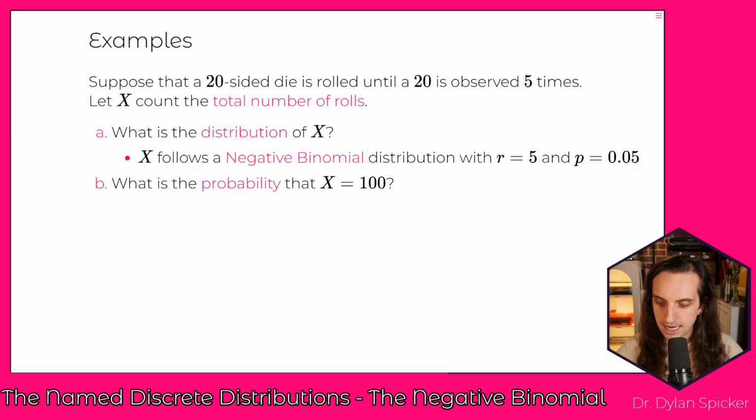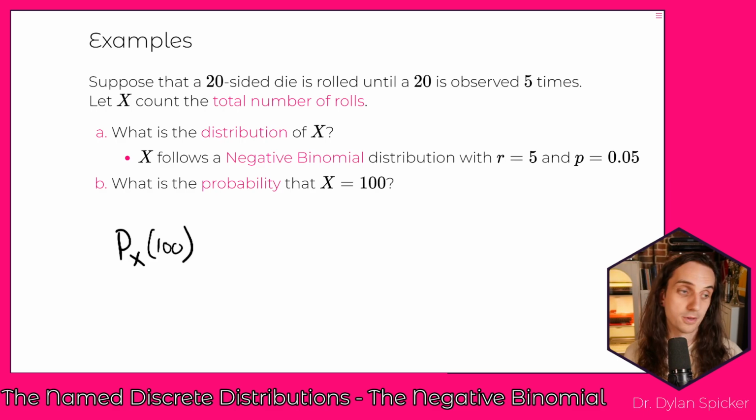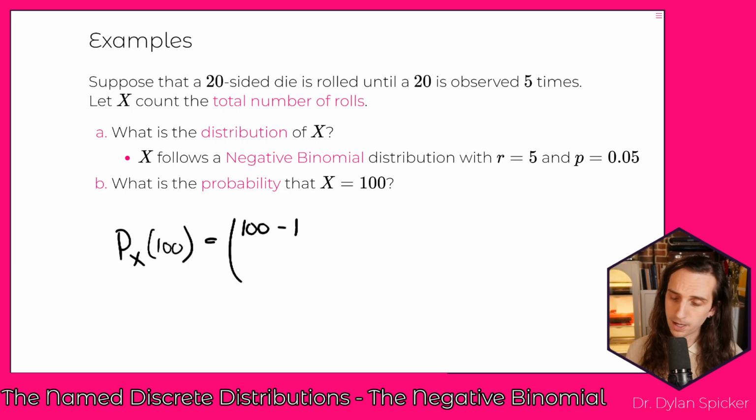What's the probability that x is equal to 100? If we want to know the probability that x is equal to 100, we want to take the PMF and plug in 100. And so that's going to be x minus 1, so 100 minus 1, choose r minus 1, where r in our case is 5.